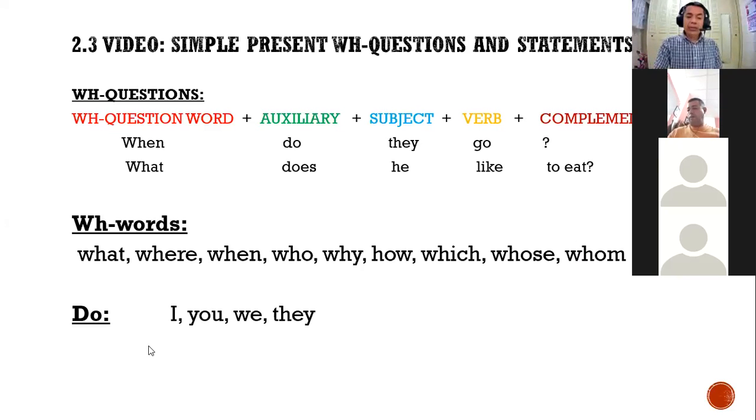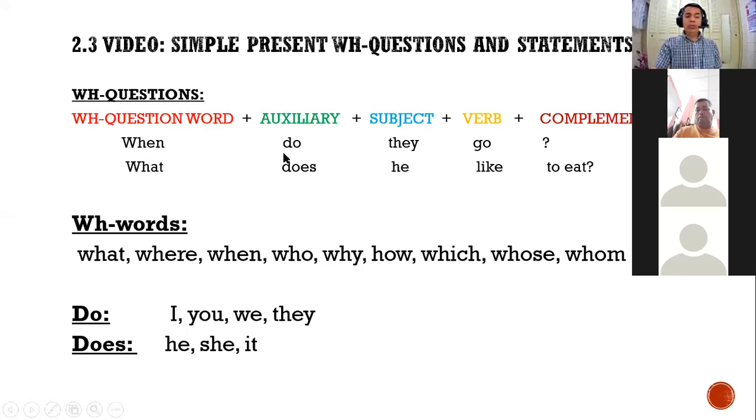And we use the auxiliary do for I, you, we, and they, right? Then we use does for he, she, and it. For example, I can say, when do they go?